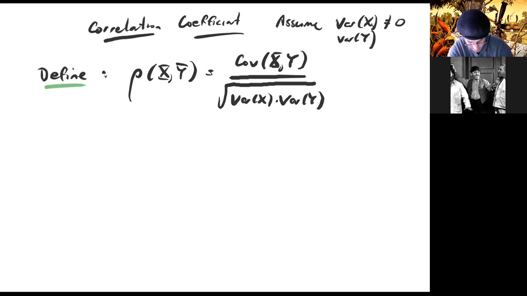So this is a kind of normalized covariance, and it has, in some sense, better properties. Normalized in the following sense. So it has the following properties, which I'm going to list now.